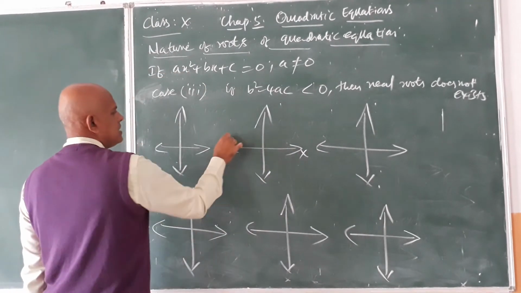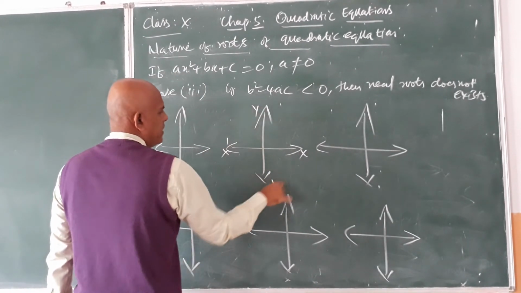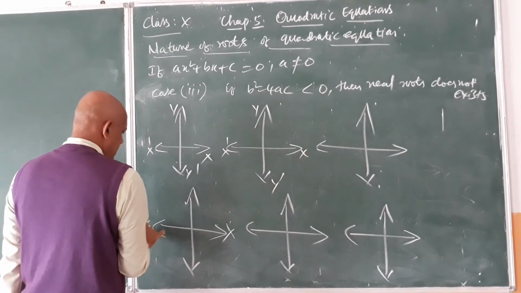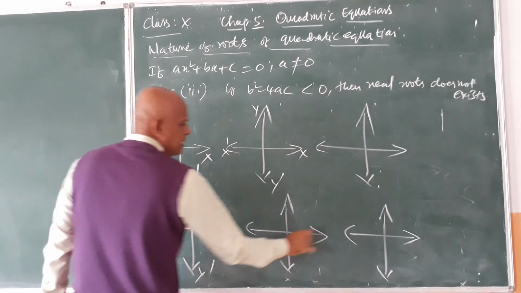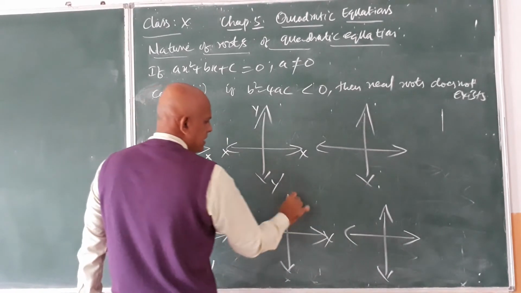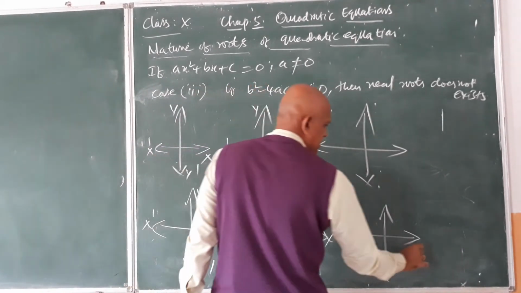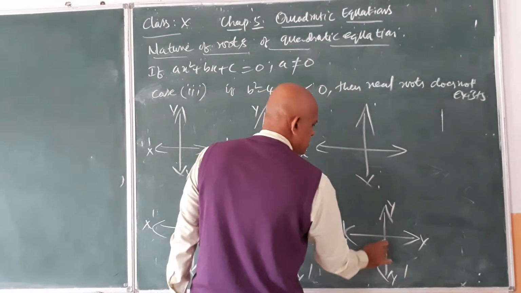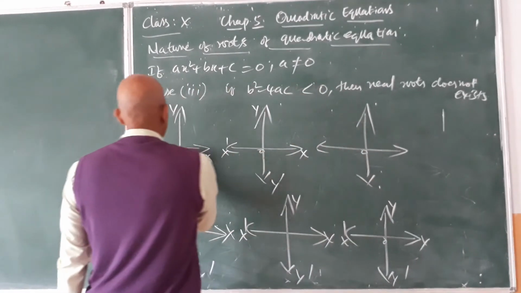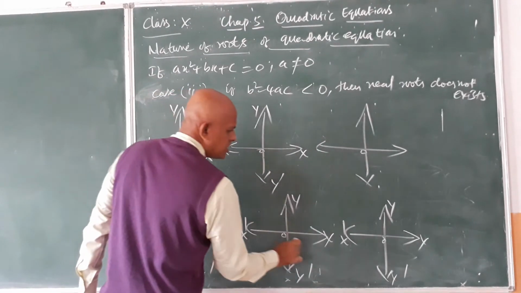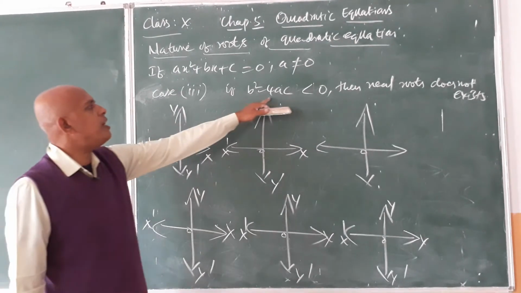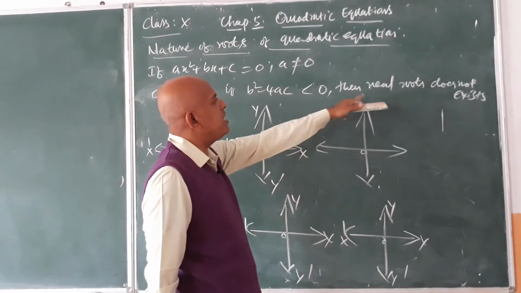No real root exists. Positive x axis, negative x axis, positive y axis, negative y axis. This is the origin. Before I did not draw it, but this, the intersection of both x and y axis, is the origin. So now when b square minus 4ac is less than 0, then the real root does not exist.